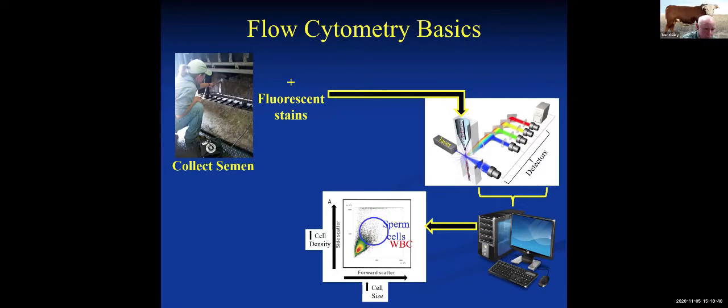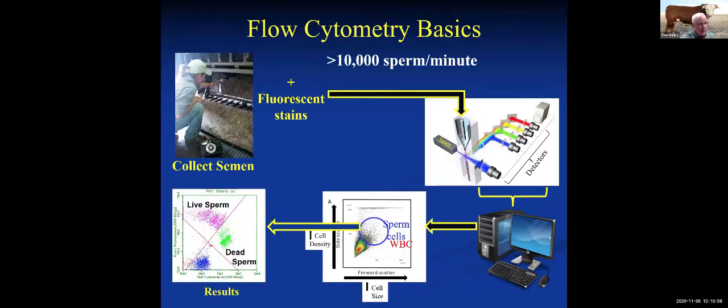And then it comes through a computer and spits out a picture that looks like this. And the person running the machine has to identify the cells that they're interested in. So they draw a circle or a parallelogram around the cells of interest, the sperm cells, because they're separated really just by size and density on the first plot. And then it can actually be programmed to measure different things. So we can measure live and dead sperm and other variables.